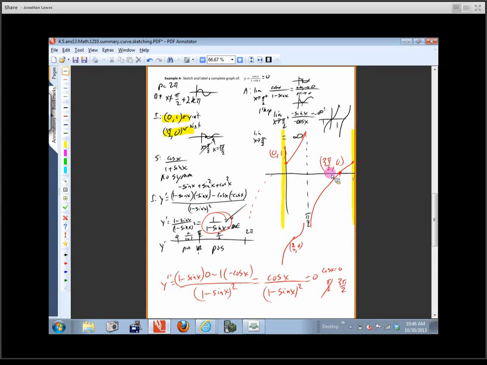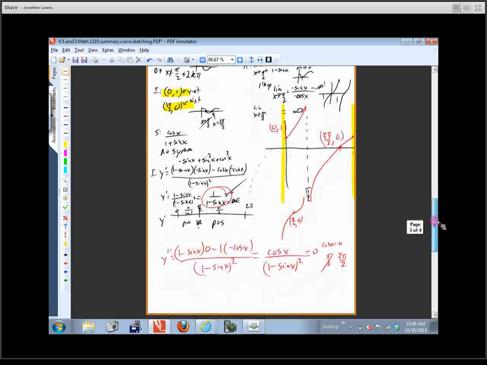Any maxes or mins? Nope, because it never changes from increasing to decreasing, or vice versa. Any questions? So points would be inflection, maxes and mins, and intercepts, and then the rest you can figure out. If you need to pick additional points to get a better sense of what it looks like, then you pick additional points. So intercepts, maxes and mins, points of inflection. You definitely want to have those.